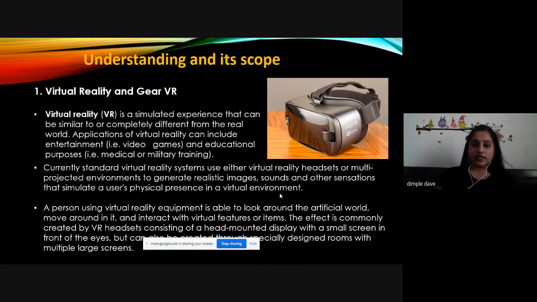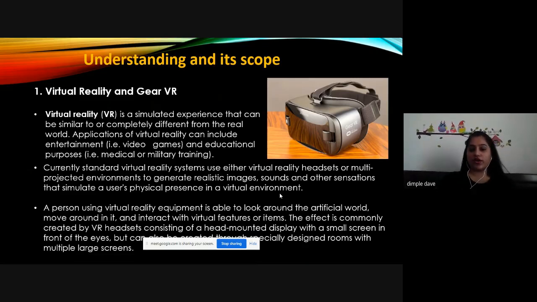First of all, let's understand virtual reality and what its scopes are in the world. Virtual reality is a simulated experience that can be similar to or completely different from the real world. It is not actually what we see around us in the real world. Applications of virtual reality can include entertainment like video games, educational purposes, medical, military, etc. So these are some of the scopes which we can consider over here.